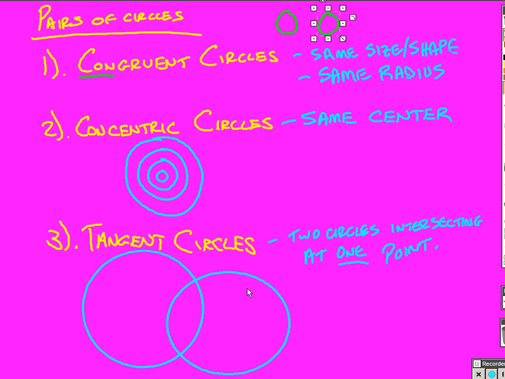And then tangent circles down here, these are not tangent as they are. Tangent would be if they meet just at one point, just like that. So they're meeting right at that point right there. That makes them tangent circles.